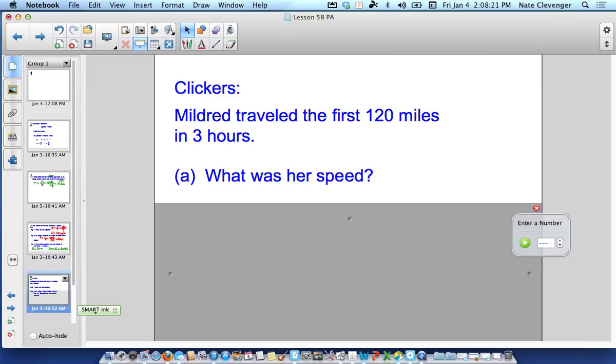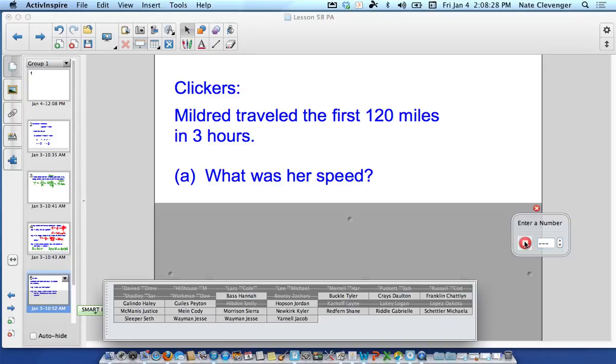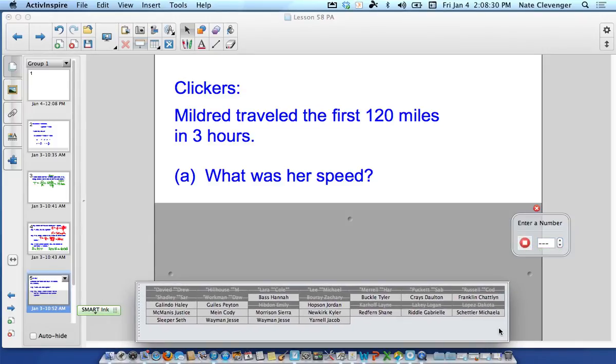All right, Mildred traveled the first 120 miles in 3 hours. What was her speed?